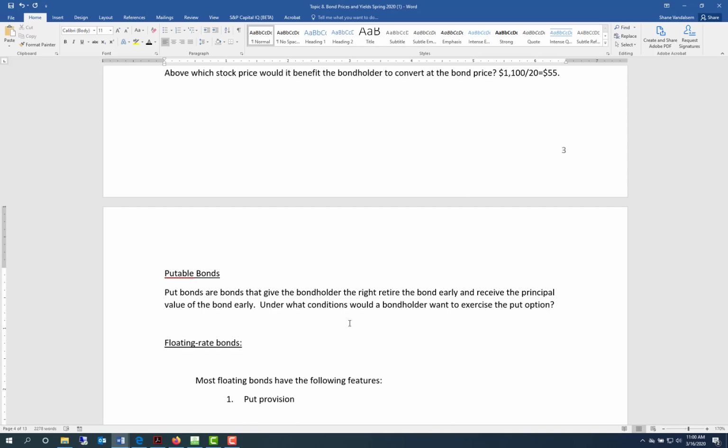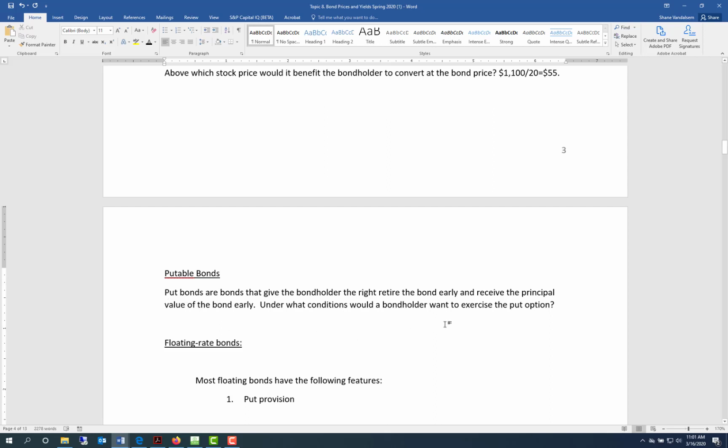The firm has gotten riskier. Maybe there's a greater threat of bankruptcy for this firm, or a greater threat of default on my bond, and I might say, look, I'm not interested in this anymore. And I go to them and I require them to buy the bond back from me. In this case, with a put bond, I'm going to receive my principal value early. So I'm going to receive my $1,000 face value, if that's the face value of the bond, whenever I decide to activate that put.